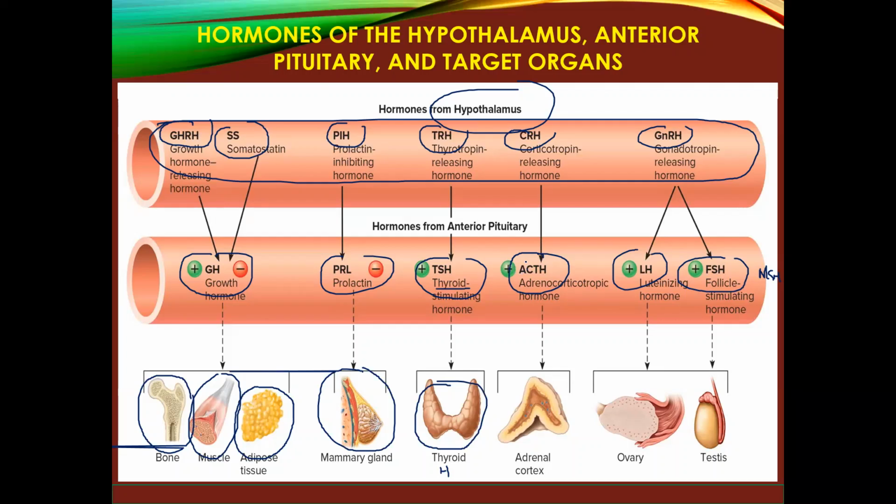ACTH, this is adrenal, so the target will be adrenal gland to produce the cortisol and androgens over here. LH, FSH, this is sexual, related to the sexual reproduction. So the target will be, if it is female, the ovary. If it is male, it's going to be the testis. So this is, as I mentioned before, there will be a logical connection between the glands, the target cell, the hormone, and the actions of hormone on each of the target cell.